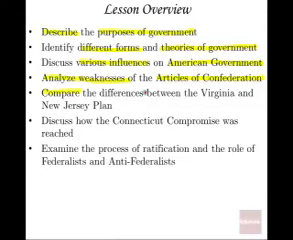We're going to compare the differences between the Virginia and the New Jersey plan. So these were the competing ideas on how the Constitution should be laid out. We're going to discuss how the Connecticut Compromise was reached. And finally, we're going to examine the process of ratification and the role of the Federalists and Anti-Federalists in constructing the Constitution of the United States.